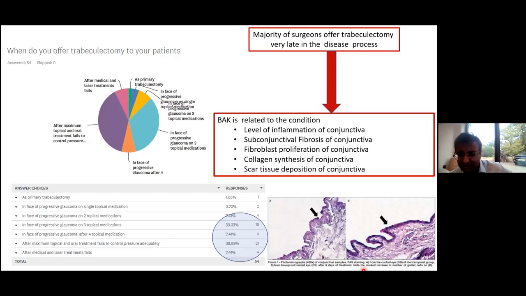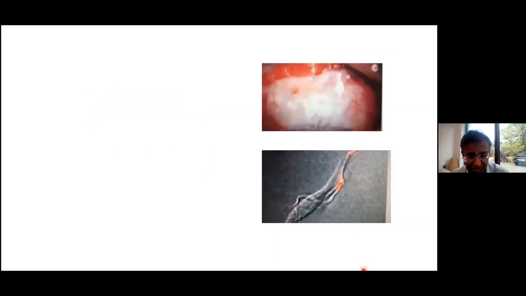And that's why there are many trials like the TAG trial, which actually prefer primary trabeculectomy. Or if you look at the National Institute for Clinical Excellence guidelines, they would say that if the glaucoma is progressive on 2 eye drops, this is the time to consider trabeculectomy. So earlier rather than later is the answer.